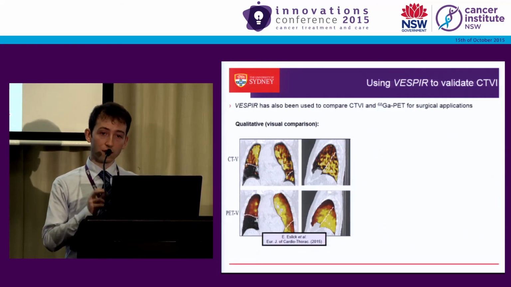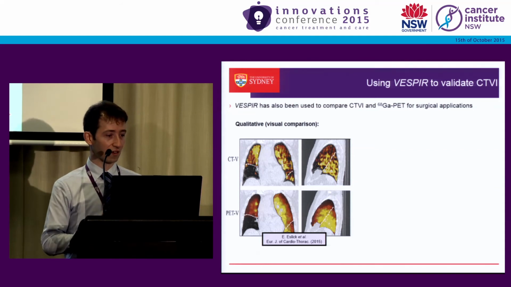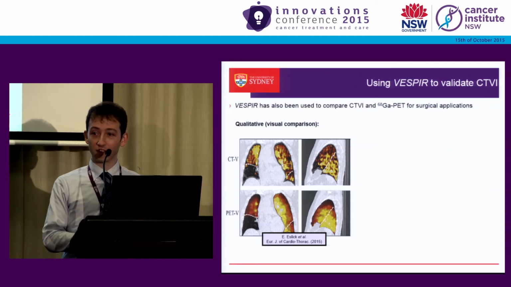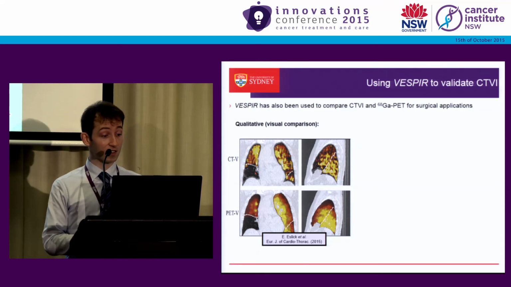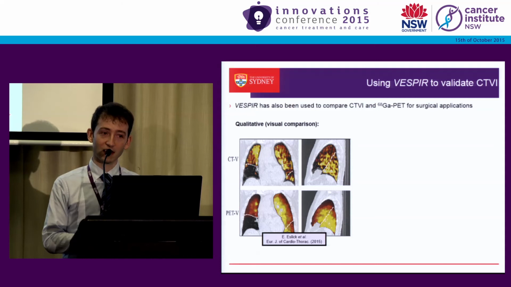I guess you can zoom out rather than looking at the voxel level in terms of our accuracy measure. We can look at the lobar level or different levels of accuracy. And this was a really innovative study that was done at the Royal North Shore Hospital, thanks to my colleague, Dr. Enid Eslick. She compared the CT and PET ventilation images after segmenting lobes.